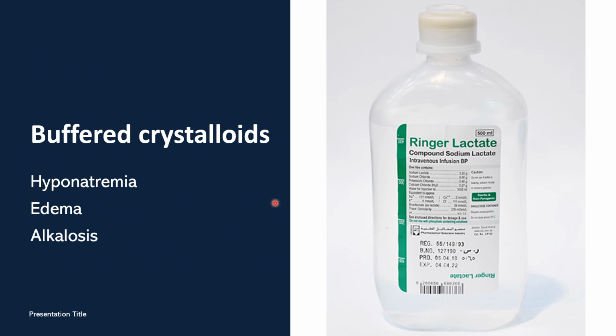The other option, as we said before, is buffered crystalloids. Buffered crystalloids have lower sodium content, so we can expect hyponatremia. Edema is present either with Ringer lactate or saline for the same reason. And alkalosis can be present due to the presence of bicarbonate in the solution. This can make you choose lactated Ringer over saline in cases of patients presenting already with metabolic acidosis.